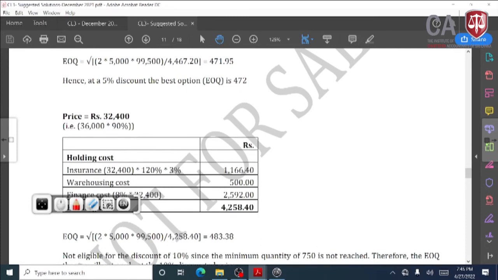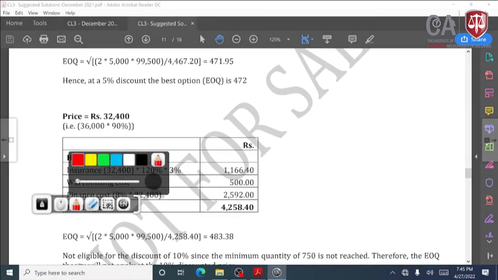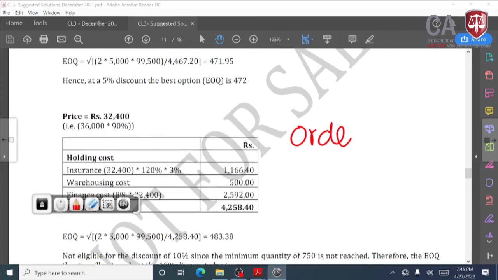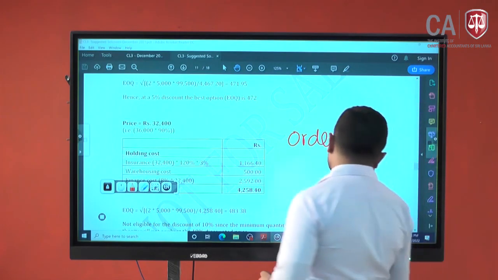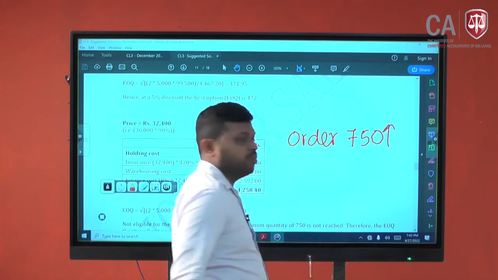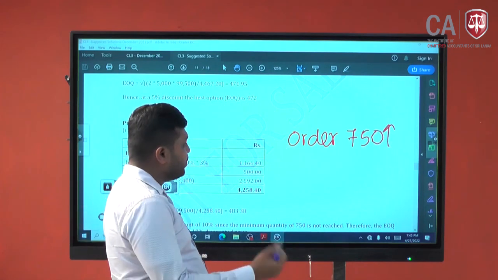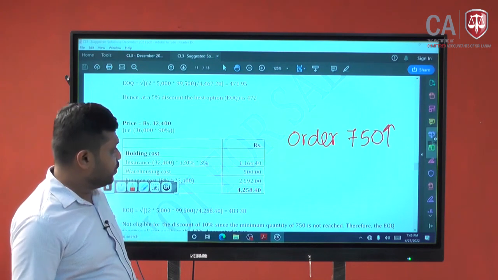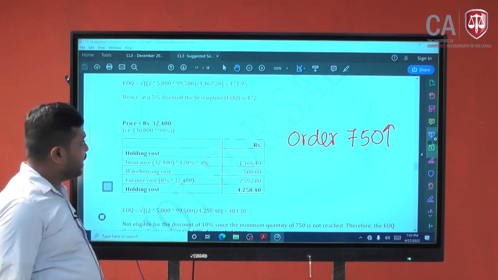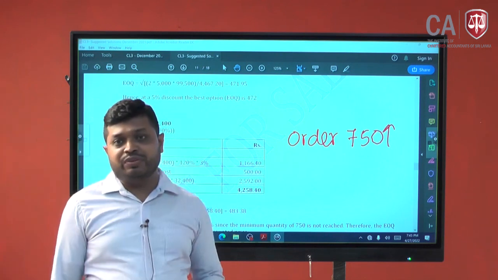To get the 10% discount, what you have to do, you have to order more than 750 units. Not 750, it should be 751. Order quantity should be greater than 750, more than 750. If you order more than 750, you are entitled to get the 10% discount, right. That is the end of question number 5 of section 2.